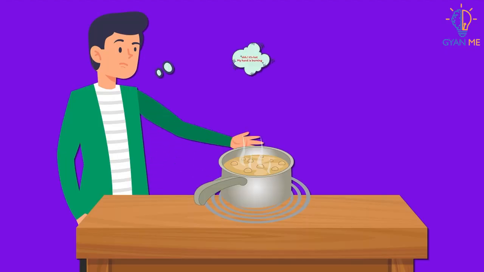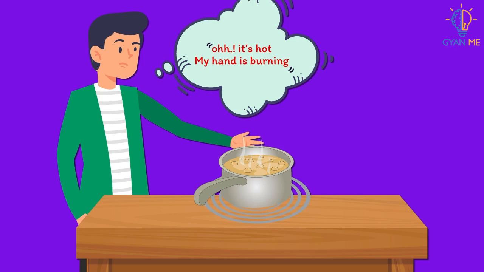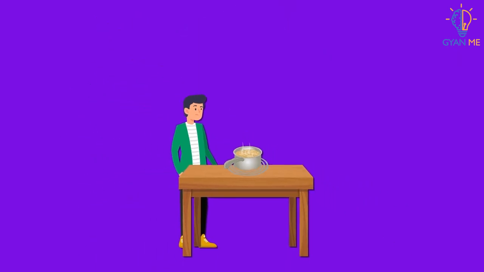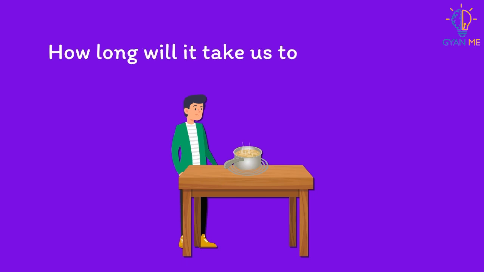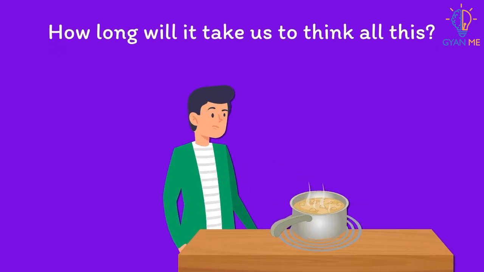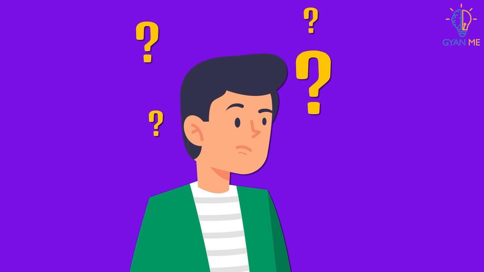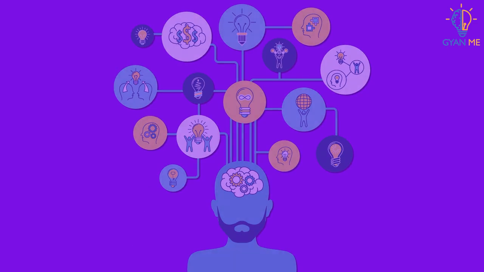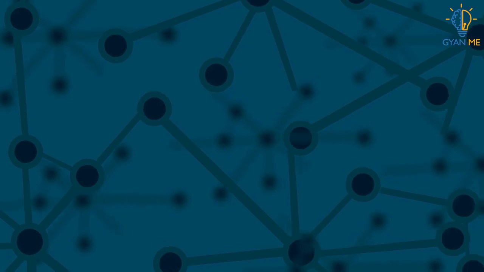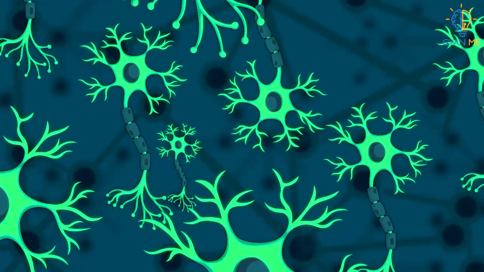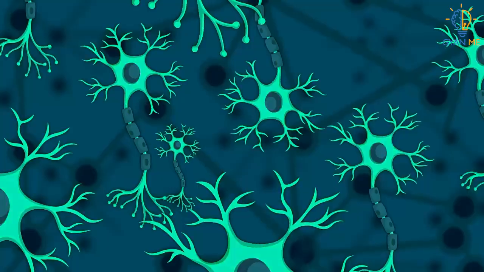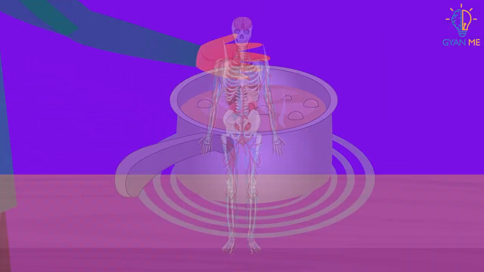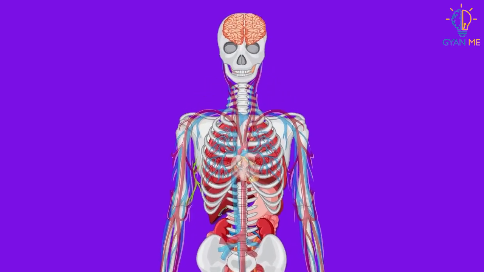One way is to think about pain and getting burnt and then move our hand back. An important question then is, how long will it take us to think all this? The answer depends on how we think. As we know, thinking is a complex process, as it involves a complicated interaction of many nerve impulses from many neurons. If this is the case, we may end up burning our hands. How does the design of the body solve this problem?